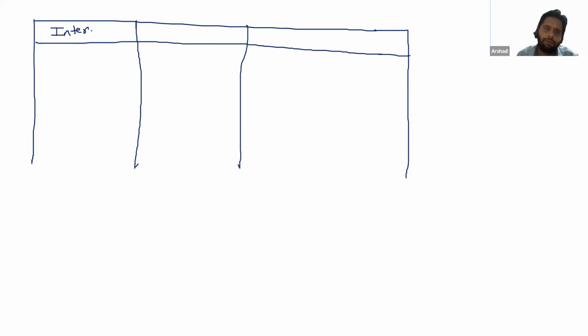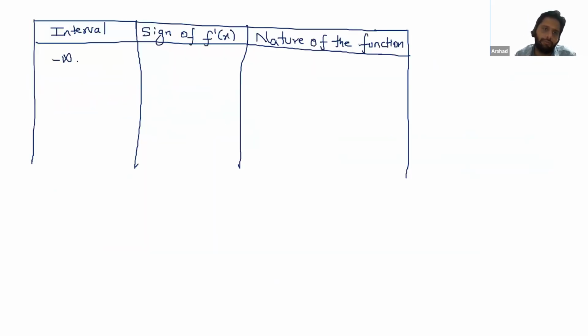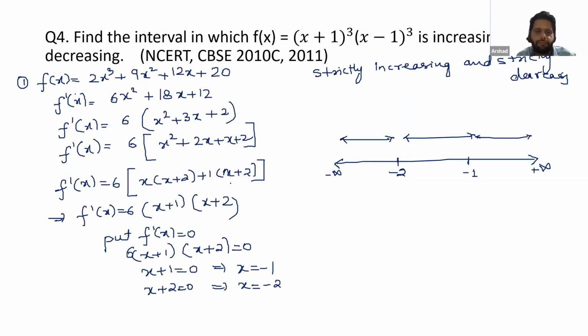Here we have the interval. Here we have sign of f dash x. And this is the nature of the function. So what is the interval you have? Interval is minus infinity to minus 2. Minus 2 to minus 1. Minus 1 to plus infinity. So if you're finding strictly increasing or strictly decreasing, take the open interval. Infinity will always be in the open interval. Now check what was the f dash x we have. It was 6 into x plus 1 into x plus 2. So this we have.